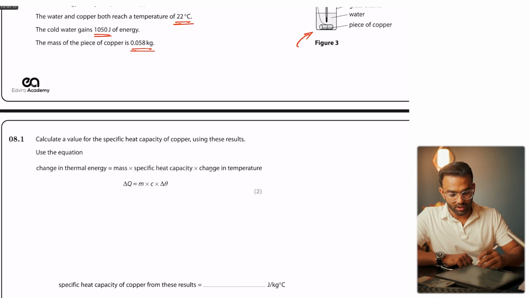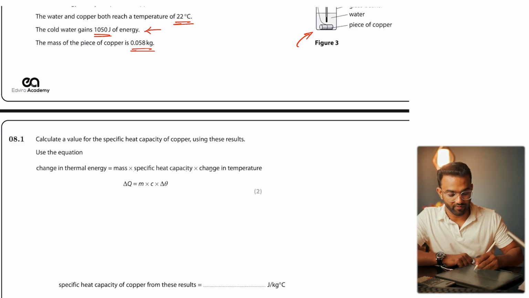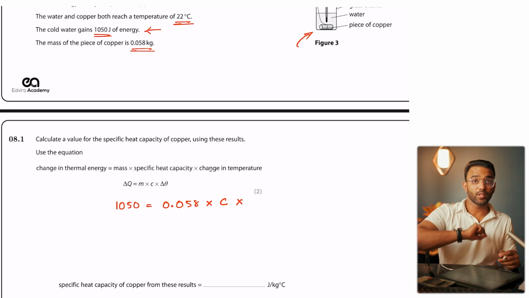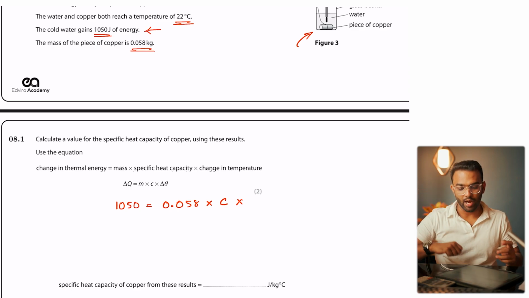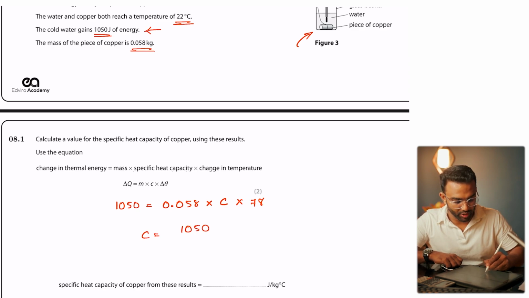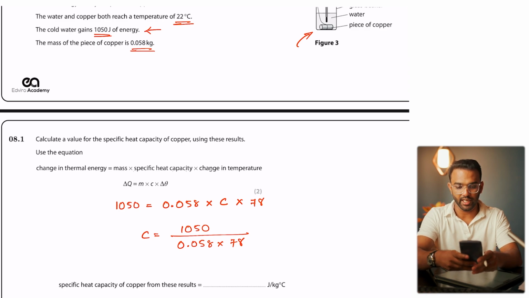Of course the formula is given to us. We are given that the cold water is gaining that amount of energy, so that is 1050, the amount of energy. And the mass of copper is given, 0.058, times specific heat capacity. The change in the temperature of the copper was from 100 to now 22, so 100 minus 22, which is 78. If you make C the subject here, C equals 1050 divided by 0.058 times 78. Put that in your calculator and you will get your answer.